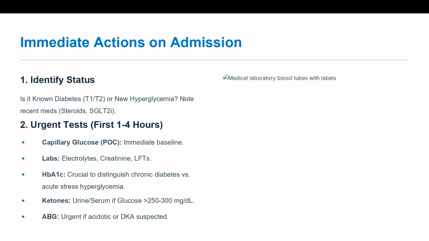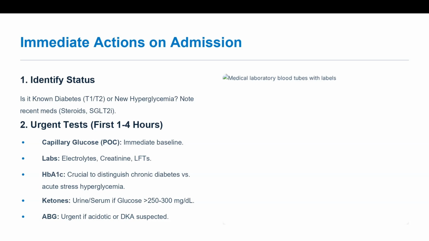So, immediate actions on admission. When a patient comes to the emergency or the ward, first know whether it is type 1 or type 2 DM or a new onset hyperglycemia. Always note the recent medications, including SGLT2 inhibitors, steroids, metformin, and everything. Usually, SGLT2 inhibitors are withheld during the inpatient admission stay to prevent dehydration, urinary tract infections and other nosocomial infections that may be acquired.